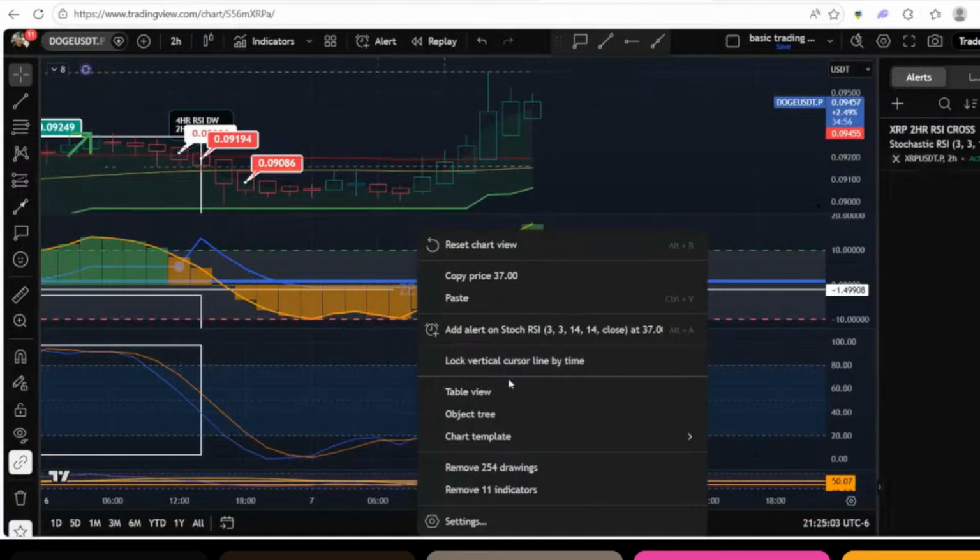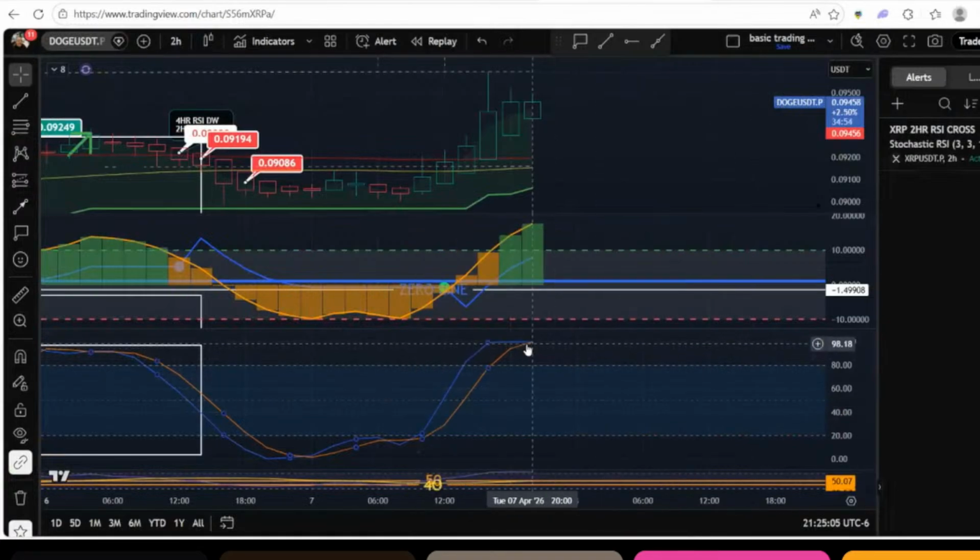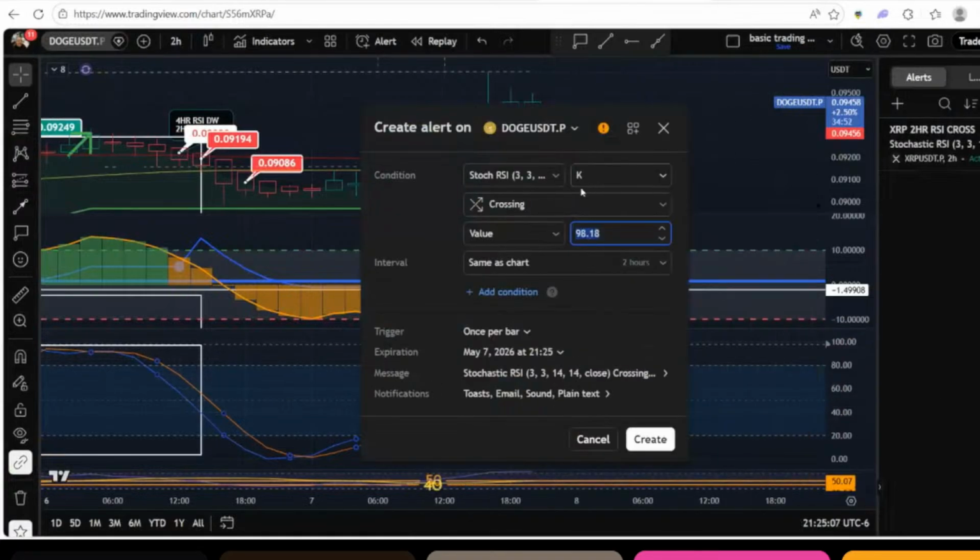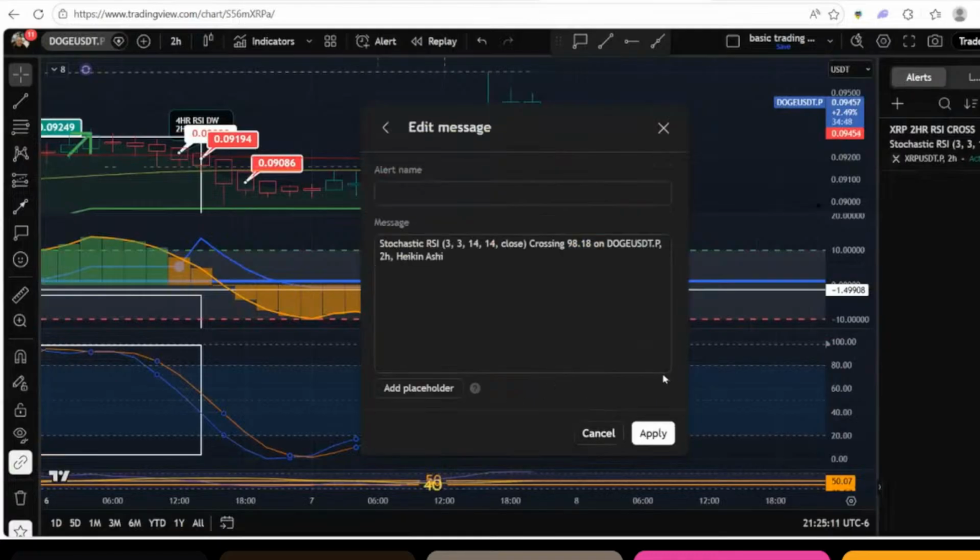So go back, and now we want to use coins like Doge, XRP, Solana, and Bitcoin. So this here is going to be the 2-hour RSI. Now I need to put the coin up first. So this is my Doge.